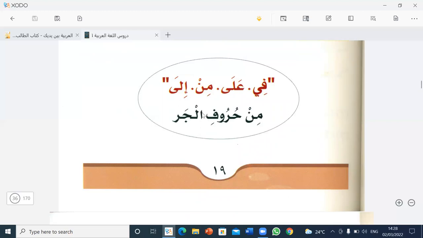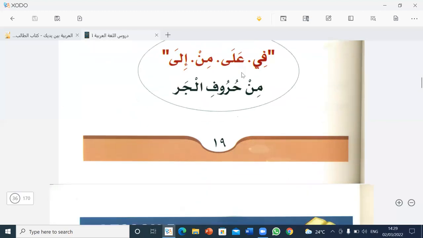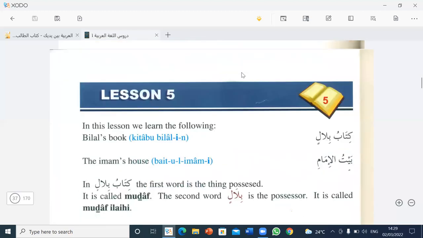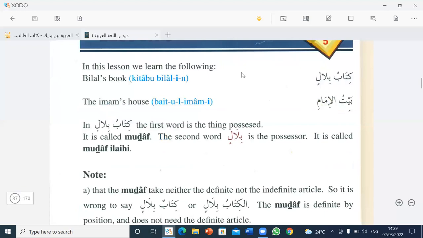They are called harafut char. So here we have lesson 5. So inshallah, today we will learn mudaf and mudaf ilayh. So in this lesson, we learn the following.